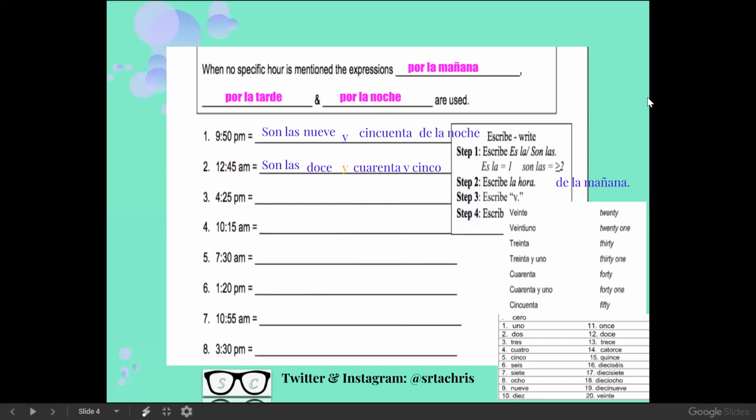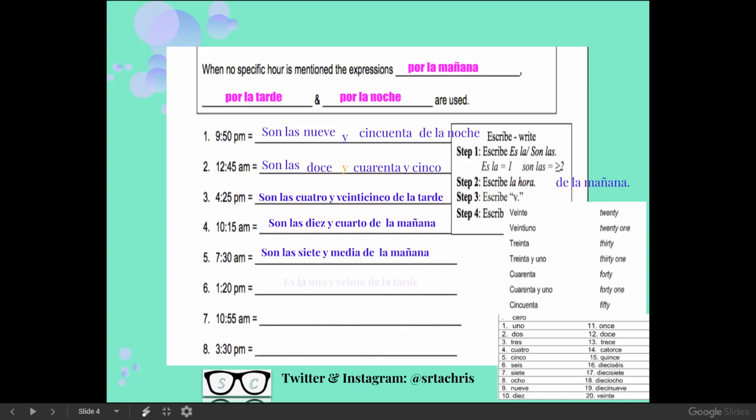All right, now that you've had a moment to do your practice examples, I'll reveal the answers. 4:25 p.m. is son las cuatro y veinticinco de la tarde. 10:15 can be written as son las diez y quince de la mañana. I know you learned the number for 15, but remember one of our time expressions: when it's a quarter after the hour, it's y cuarto. Number 5, son las siete y media de la mañana. Again, instead of writing 30, we put y media, one of our time expressions.